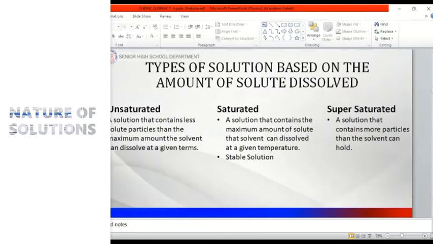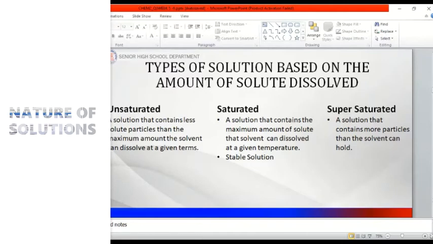So, what are the different types of solution based on the amount of solute dissolved? So, it means that okay, we will base the solution on the amount of the solute, meaning how big or how small the amount of the solute being dissolved in a solvent. So we have unsaturated, saturated, and supersaturated.